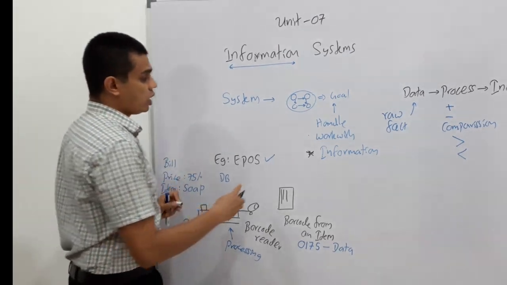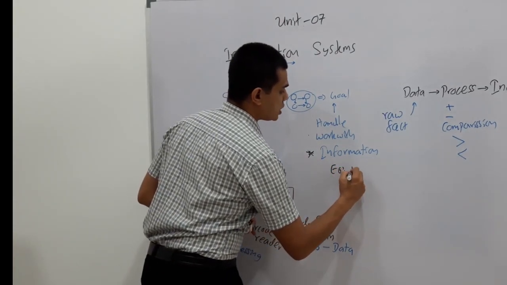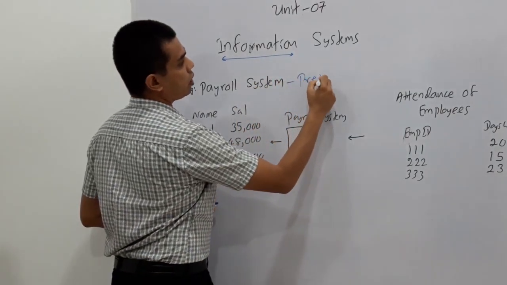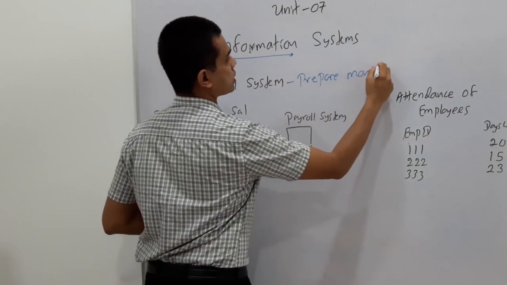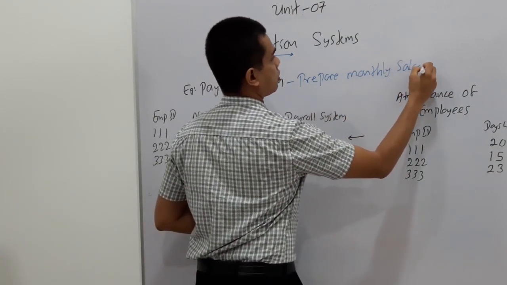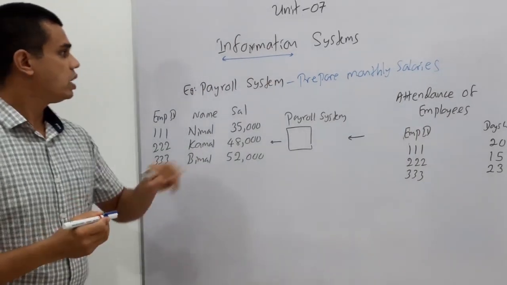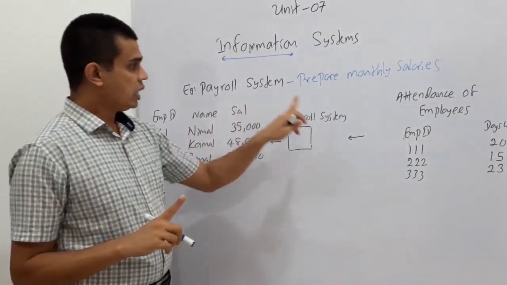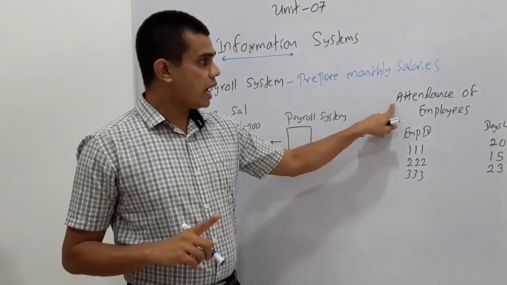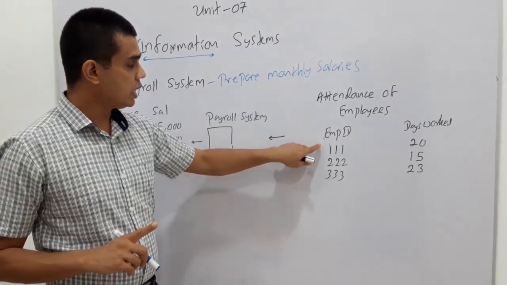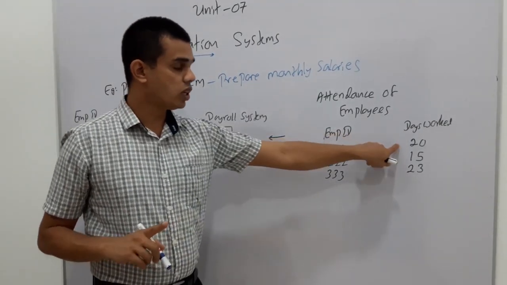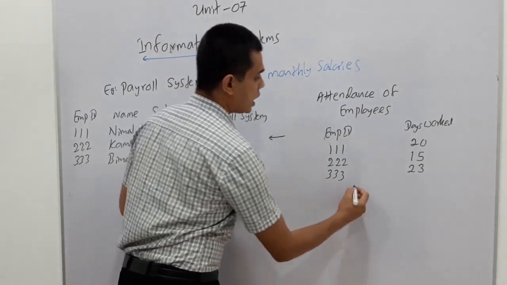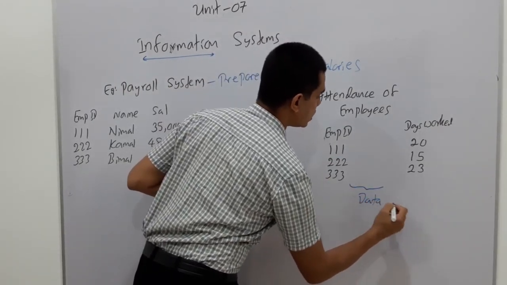No, we have more. Now, we have another example called the payroll system. What is the job of the payroll system? It is the system to prepare monthly salaries of the employees. Is there a relation with data and information? We'll see. In order to prepare the salary, we need the attendance of the employees. Assume that we collect the attendance. Employee 111 working for 20 days. 222, 15 days. 333, 23. Are these data or information? These are data. They are all facts, figures.